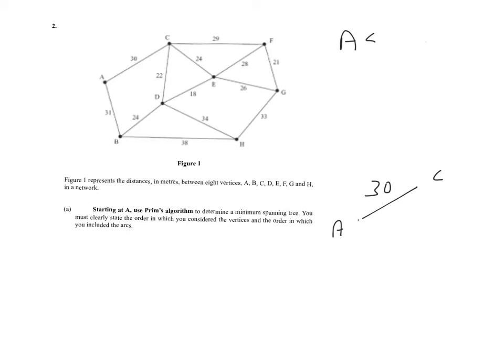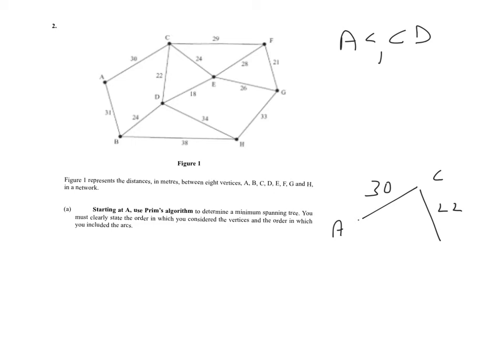Now let's repeat that step. Select an arc of least weight that joins a vertex that's already in the tree to a vertex that's not yet in the tree. So what's the smallest number now that's coming out of A or C to another vertex? Well, it's clearly this number 22, so CD is the next one to be included. So CD is 22.